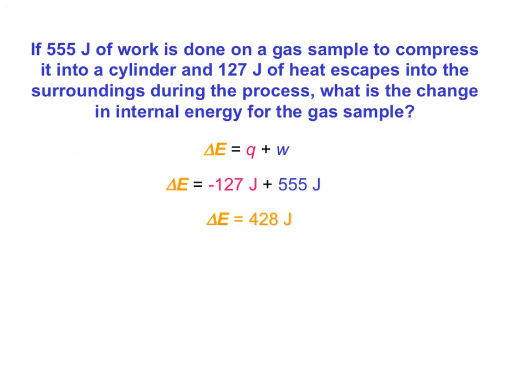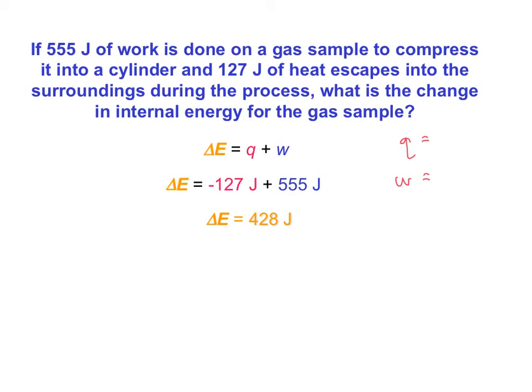So here's a little practice problem. It says, if 555 joules of work is done on a gas sample to compress it into a cylinder and 127 joules of heat escapes into the surroundings during the process, what is the change in internal energy? In this case, we have a Q value and a W value that have been given to us. So 555 joules of work is done on the gas sample.